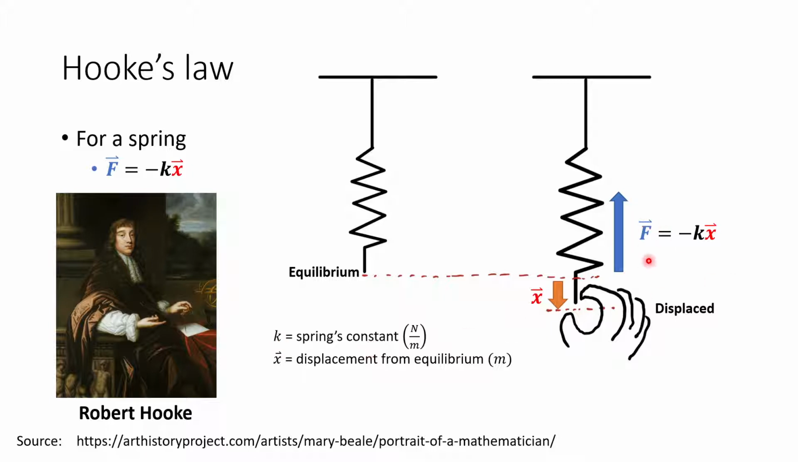Naturally, force is in the unit of Newton, so the spring constant is going to be in the unit of Newton per meter. And x is the displacement from the equilibrium point, where the spring is neither stretched nor pushed in, and the unit is meter. So today we're going to test Hooke's law and its consequences.